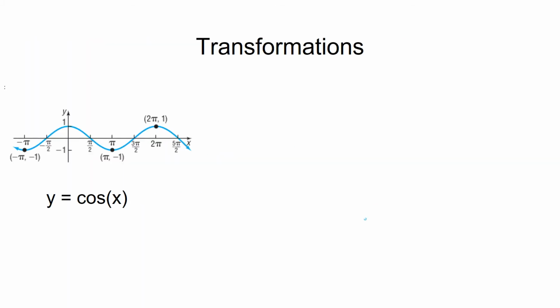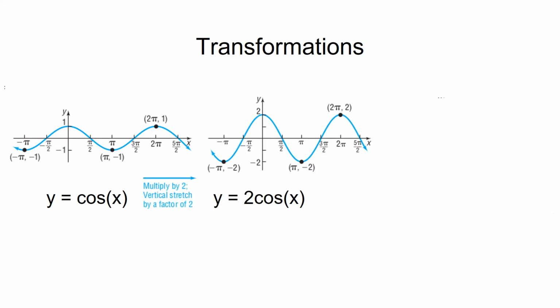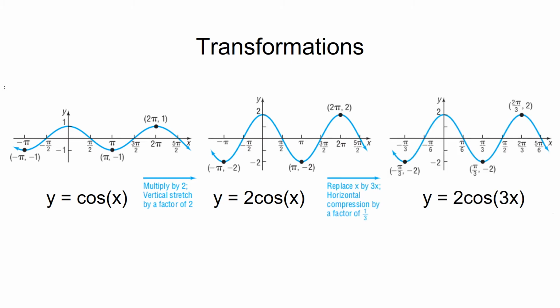We can use the basic graph of y equals cosine x to help us graph other similar sinusoids by using transformations. Let's begin with y equals cosine x. We can perform a vertical stretch by a factor of 2, which increases the amplitude of the function. Now we have the graph of 2 cosine x. To graph the function 2 cosine of 3x, we perform a horizontal compression of this graph by a factor of 3. The result is shown on the right. Note that the period of this new function is 2 pi over 3.